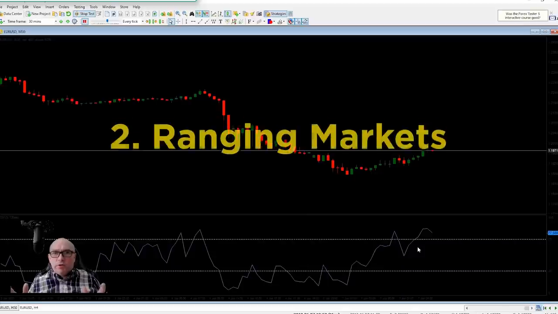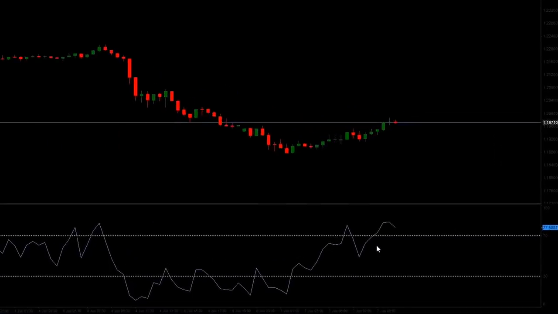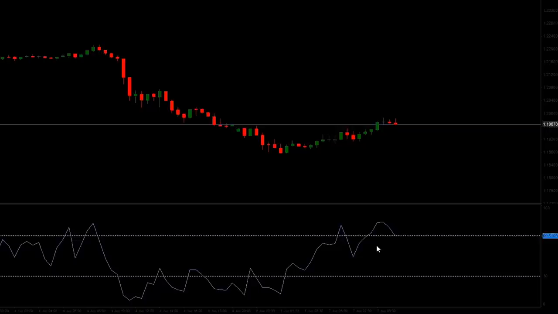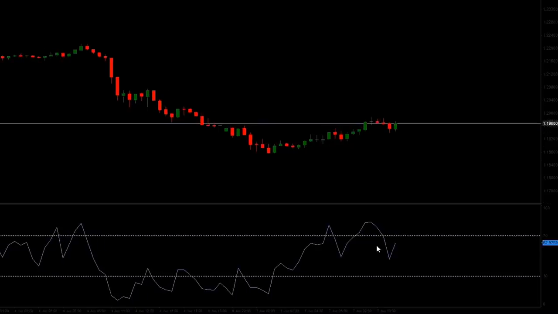Okay, so now I want to show you an example of how you could possibly use the RSI indicator in ranging markets, basically looking to buy the bottoms and sell the tops in ranges, if that is your thing. At the moment we are overbought, we're waiting for it to pull back through into below the 70, and indeed there it does. That gives us maybe a sell signal in that range.